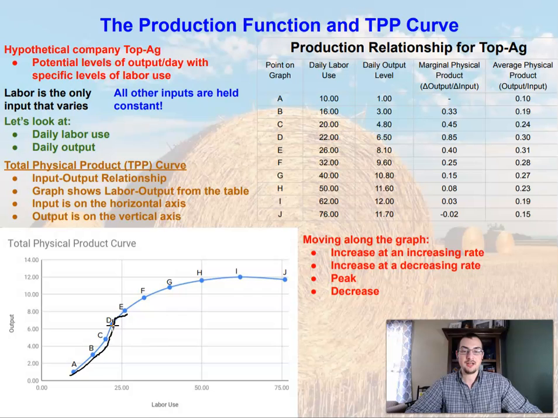We're going to get into that a little bit more as well. And it goes up and it goes all the way up to point I. And from D to point I, it's actually increasing, but at a decreasing rate. Our total output is still going up, but it's not going up by as fast. The rate at which it's increasing is actually falling. Then we hit a peak at point I, and then it actually begins to decrease.